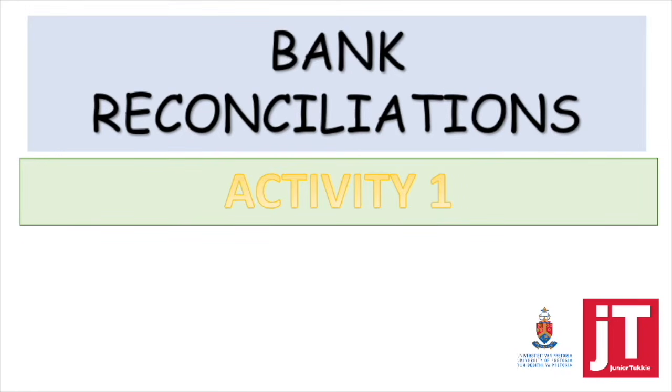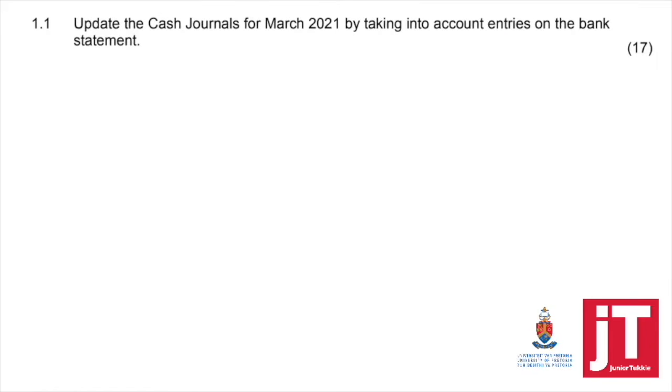Now, if we go to the activity: update the cash journals for March 2021 by taking into account entries on the bank statement. The word update is very important. Remember, bank recon is done at the end of the month, after we've done our cash receipts journal and after we've done our cash payment journal. So this is why the question says update the cash journals.